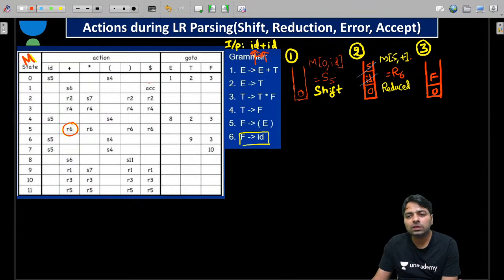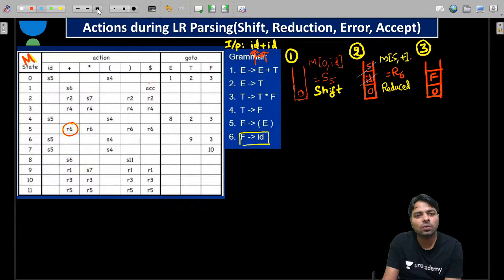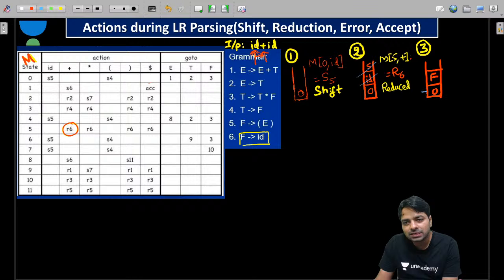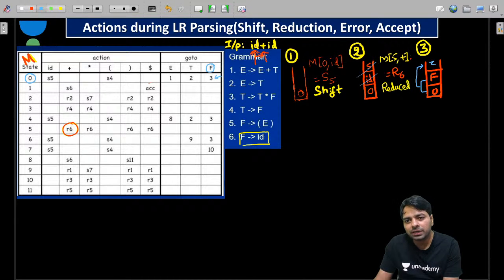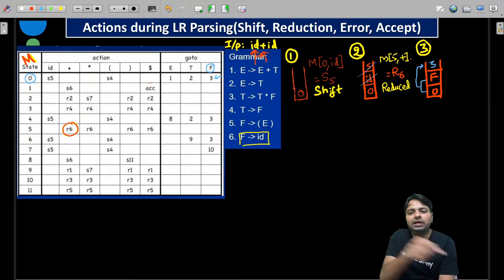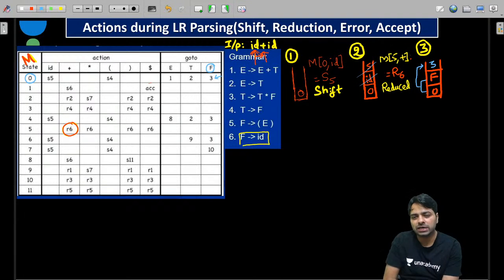Everybody, now it's not over yet. Now you will understand. I have to look at 0 comma F. Then that entry comes here. 0 F, that entry is a 3. 3 is going to come here. And that is the third step of the reduce action.